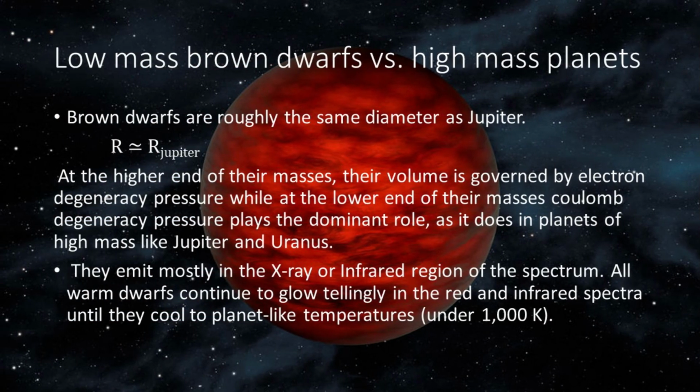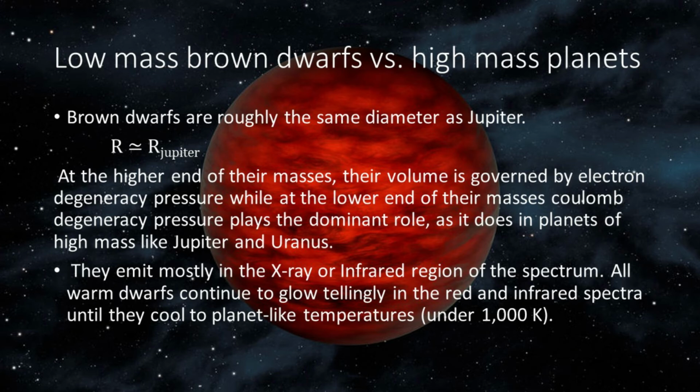We are going to talk about low mass brown dwarfs versus high mass planets. Brown dwarfs are roughly the same diameter as Jupiter. At the higher end of their masses, their volume is governed by electron degeneracy pressure, while at the lower end of their masses, Coulomb pressure plays a dominant role, as it does in planets of high mass like Jupiter and Uranus. They emit mostly in the X-ray or infrared region of the spectrum.